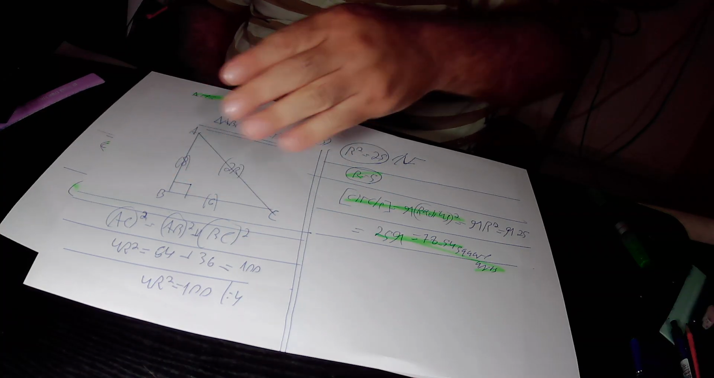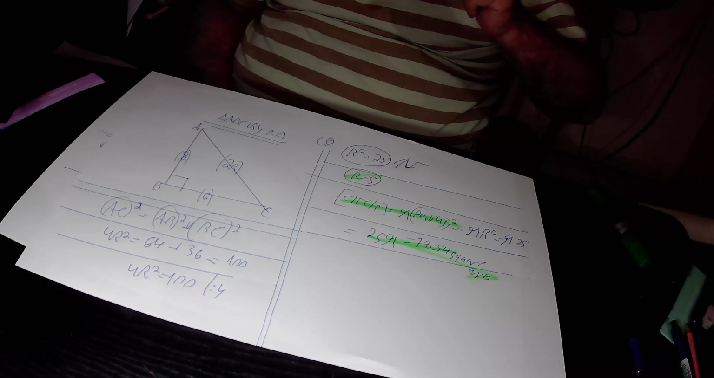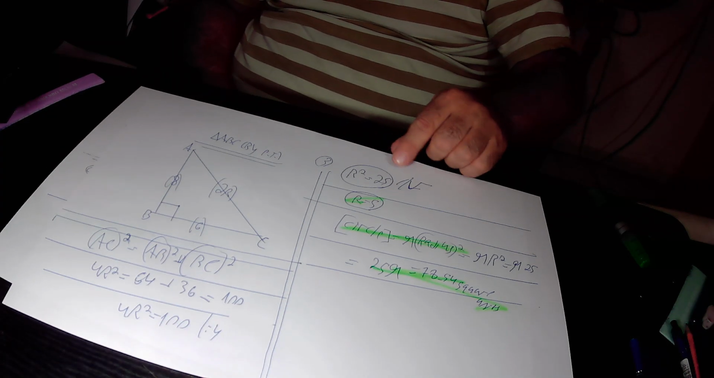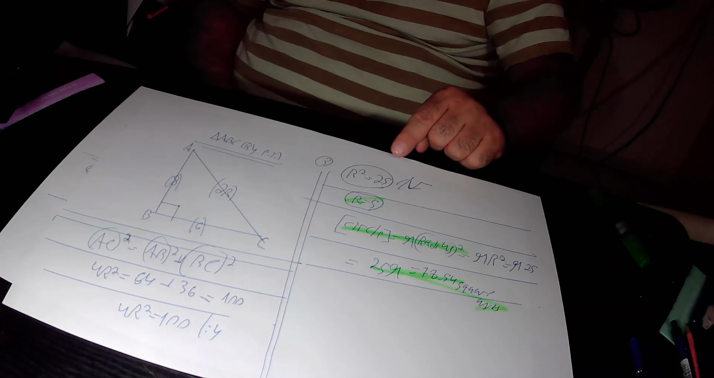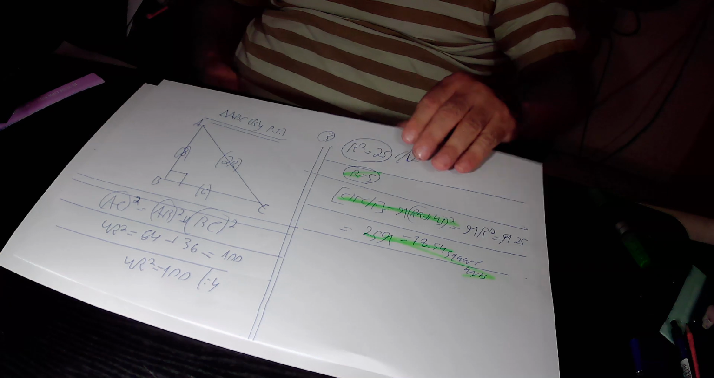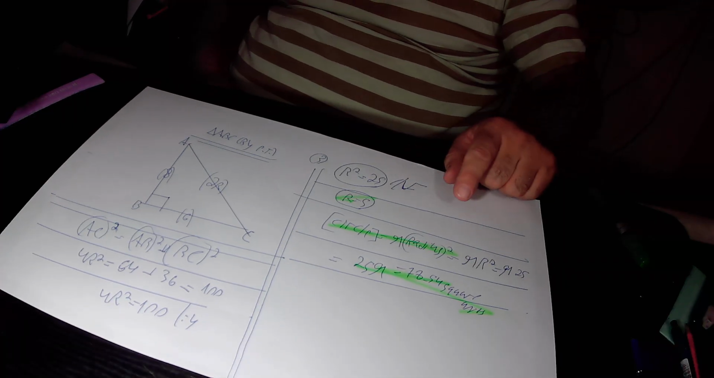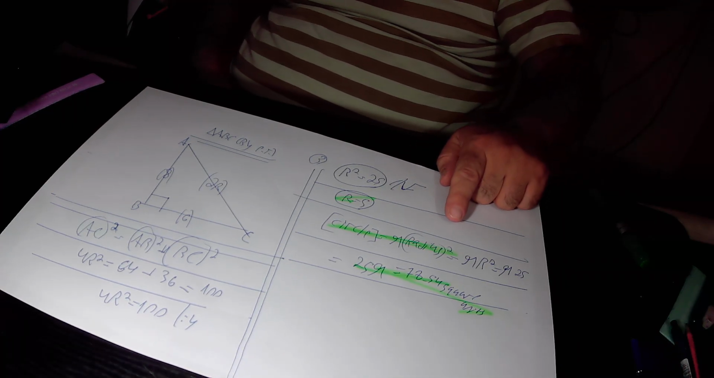We divided this equation by 4 and found out that R squared equals 100 over 4, that is 25. We took the root of this equation and found out that the radius R of this circle is equal to the square root of 25, that is 5. Our task is to find the area of this circle. Actually, we know that the area of any circle equals pi times the radius of the circle squared.